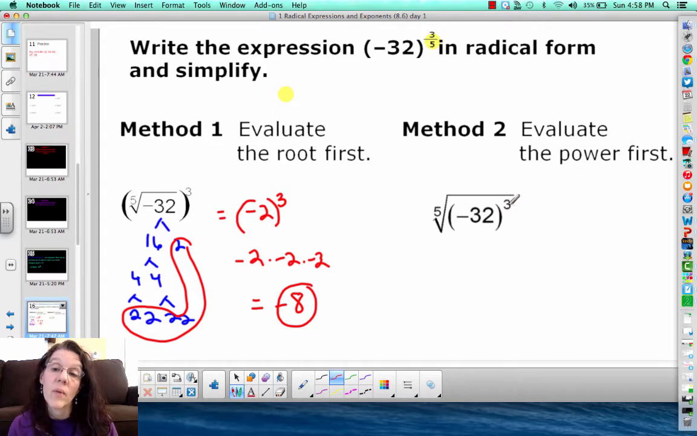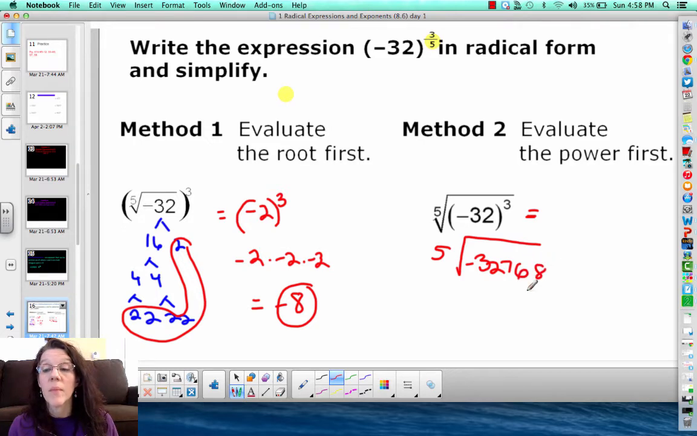Now, we still have this is our power and this is our root. We can take negative 32 to the 3rd power first. Okay? So negative 32 to the 3rd power. I'm going to have to check that out on my calculator. I don't know that off the top of my head. But we're going to do 32 to the 3rd power. That's 32,768. So I now have the 5th root of a negative 32,768.